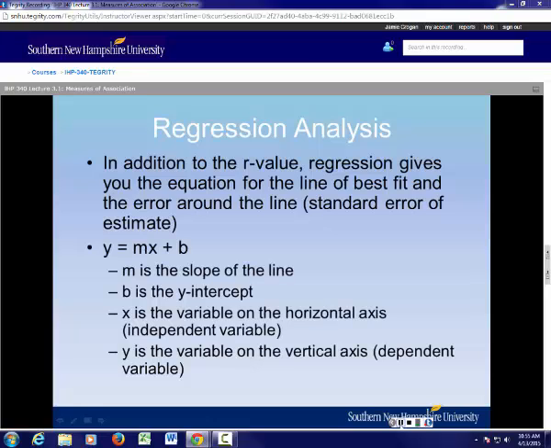So this line of best fit is y equals mx plus b. This is the equation for a straight line, you probably can remember this from maybe high school algebra or maybe college algebra. So y equals mx plus b. M is the slope of the line, how steep or how flat that line is. B is where that line intersects the y-axis, the y-intercept. X is the variable on the horizontal axis, also called the independent variable. And the y is the variable on the vertical axis, also called the dependent variable.